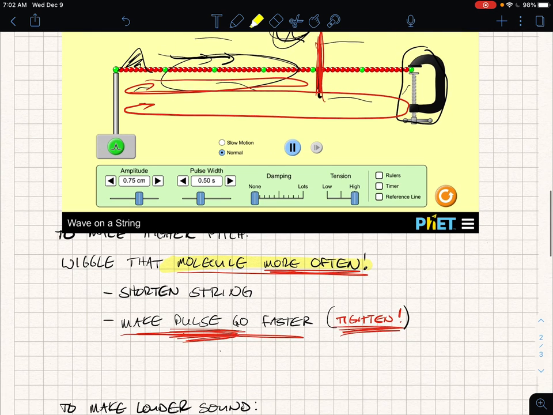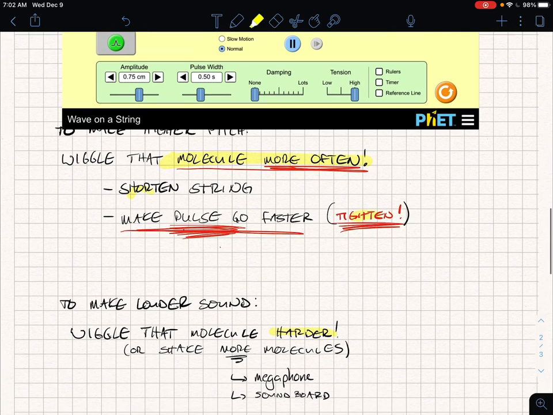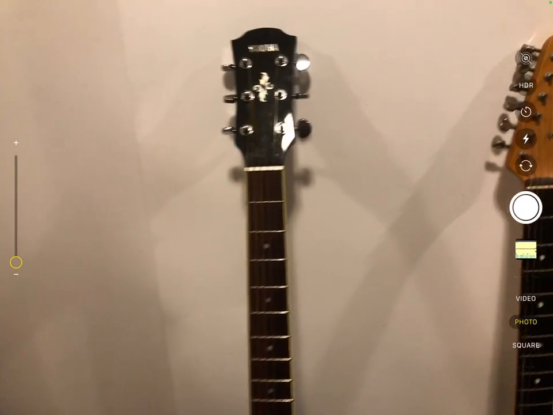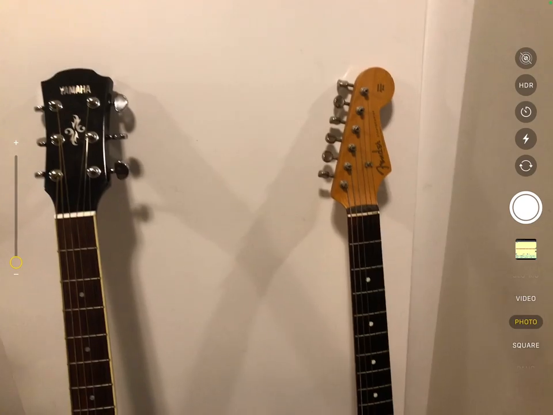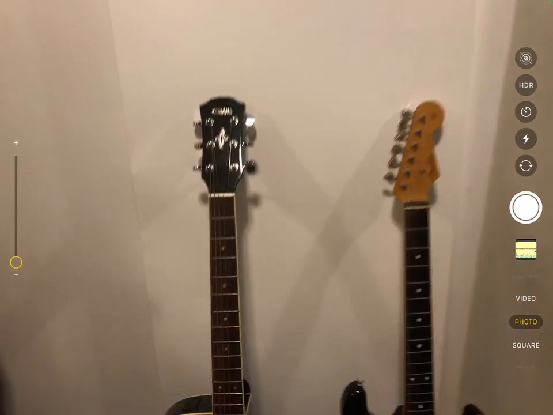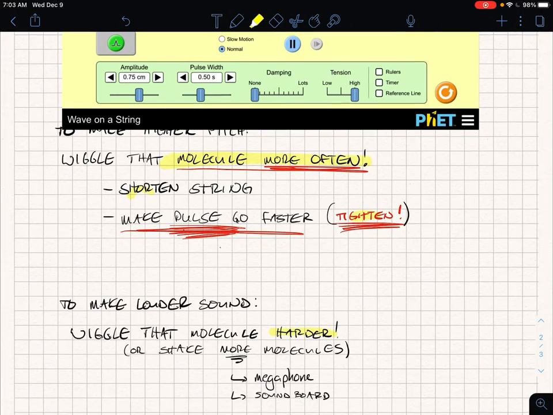Okay, if you wanted to make a lower pitch, well, then you just do the opposite. You make a longer string, or you loosen the string up. Big deal. By the way, that's what the tuning pegs are for in a guitar. These right here. Those little pegs up there on the top, when you turn those, what you are doing is tightening or loosening the strings on the guitar.